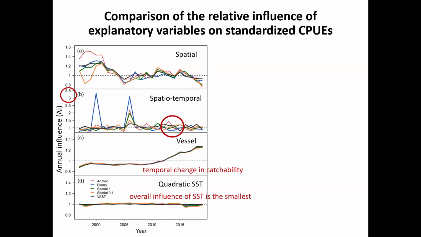So this slide is the comparison of the AI value for each variable among the different methods. You can see that the AI values vary across the 5 models for the spatial and the spatial temporal effect, while the vessel and the SST effect show a consistent trend among the GLMMs. So this highlights the importance of the spatial treatment in the models.